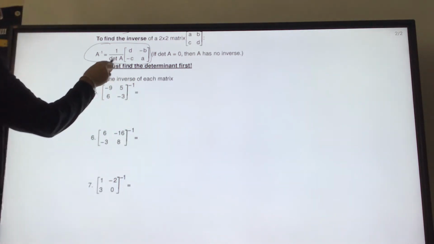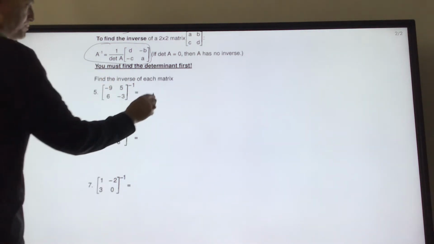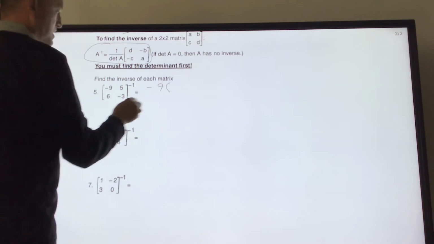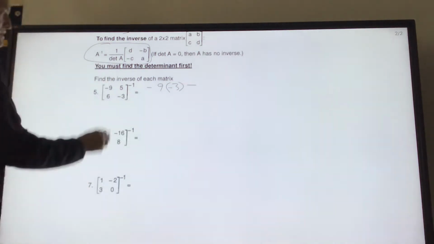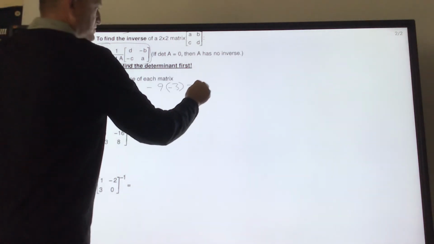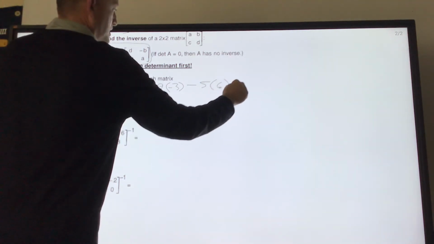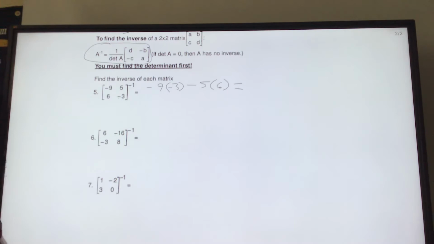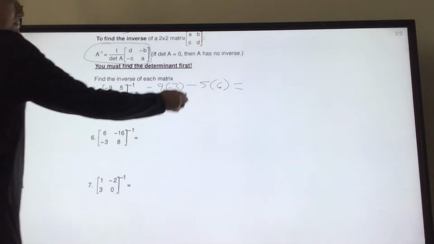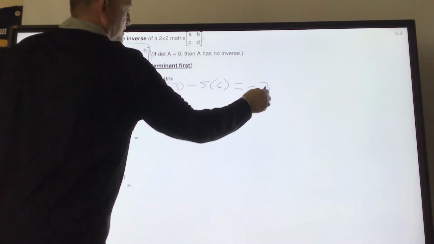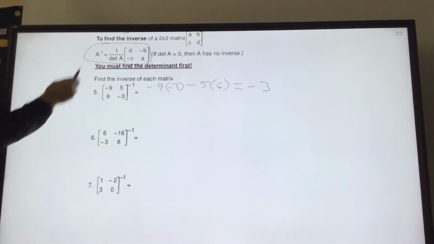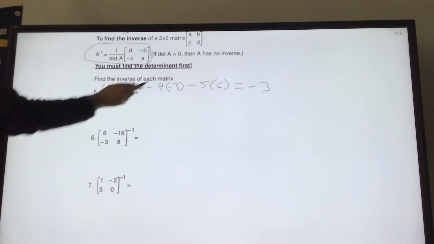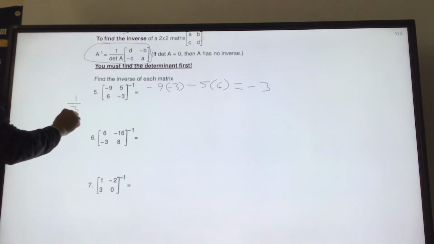First thing I want to do is find my determinant. So multiplying negative 9 times negative 3 minus 5 times 6. And that gives us a positive 27 minus 30, which is a negative 3. That's my determinant. Determinant goes underneath the 1 in the formula. So 1 over my determinant, which is negative 3.